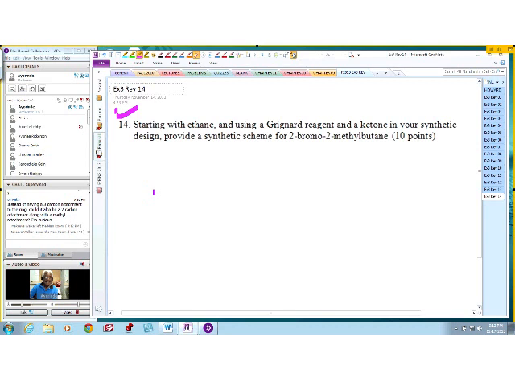Now in this question, this is a synthetic problem in which they want us to start with ethane and, using a Grignard reagent and a ketone, make this compound here. Okay, let us see what that is. In other words, they want us to go from here to here: 2-bromo-2-methylbutane.